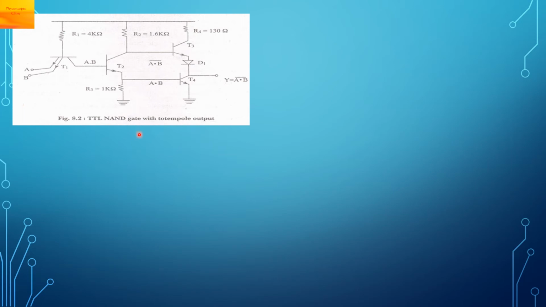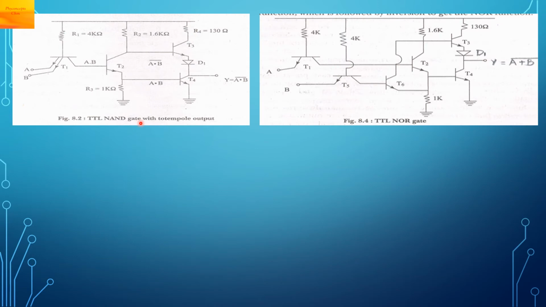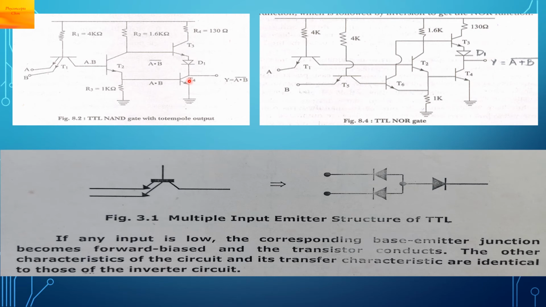In this course, we will be studying the working of the TTL NAND gate, that is IC 7400, and also you will study the TTL NOR gate. You can see that the circuit is made up of many transistors connected together. We can see here that the inputs are applied to a particular transistor. A and B are connected to the emitters of a transistor.